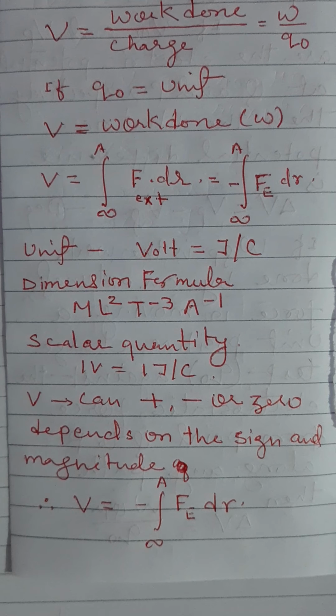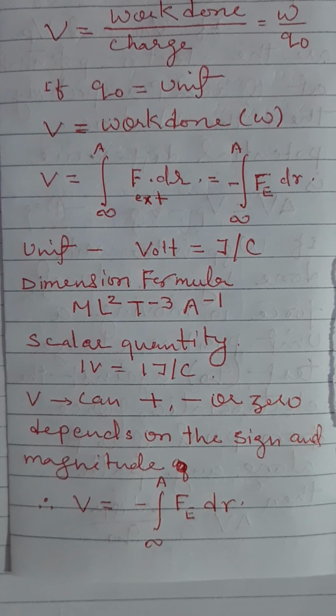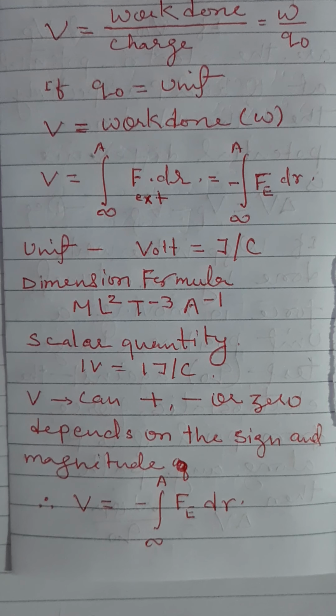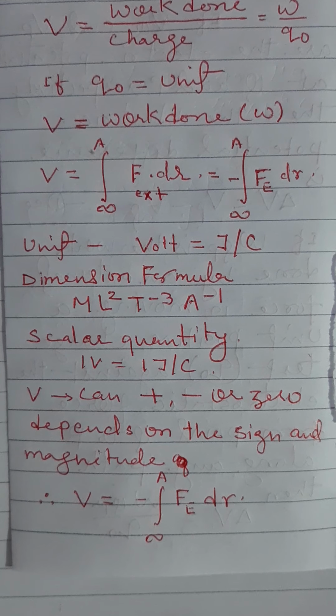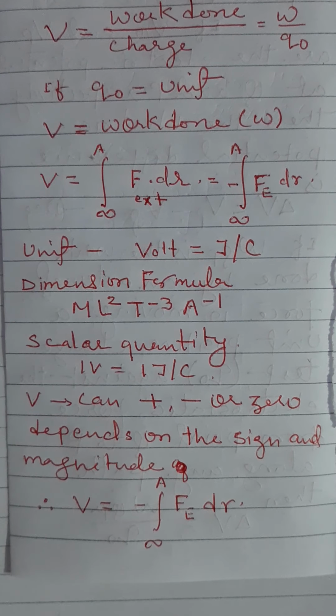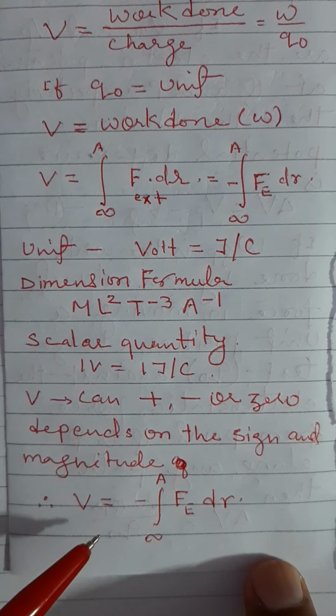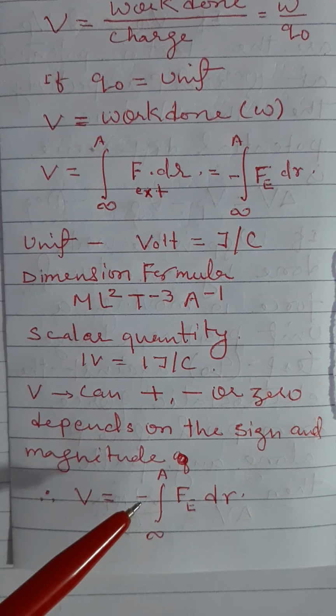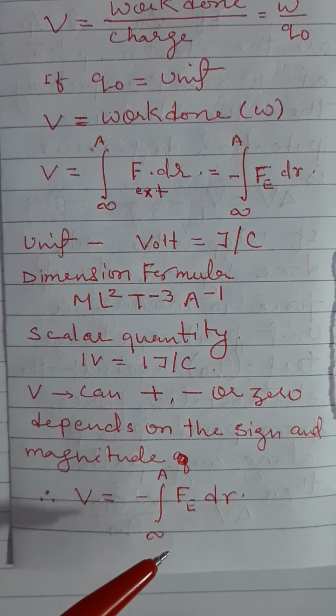The unit of electric potential is volt or joule per coulomb, and the dimensional formula of electric potential is M L square T minus 3 A minus 1. Now electric potential is a scalar quantity, and it can be positive, negative or 0. This depends on the sign and the magnitude.